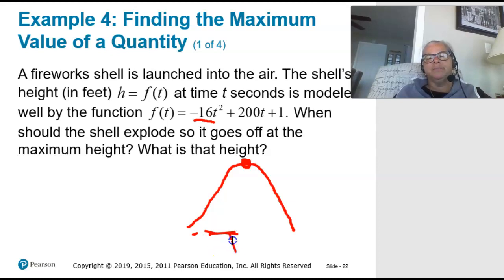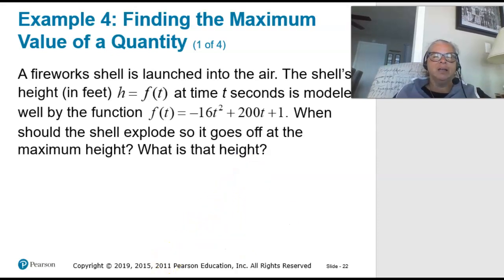So t is going left to right. So we know that t is the time going left to right, and we're wondering how far over does it go before it reaches its height, and what is that exact height? So in essence, this problem is asking us to find a maximum. So in order to do that, let's take a look at the formula and figure out what we need to do.